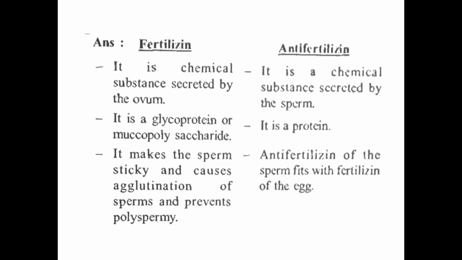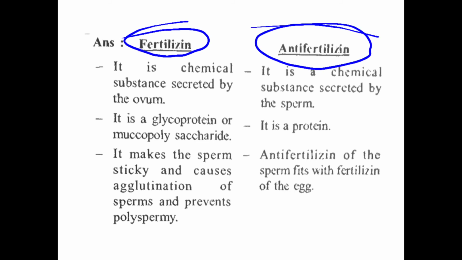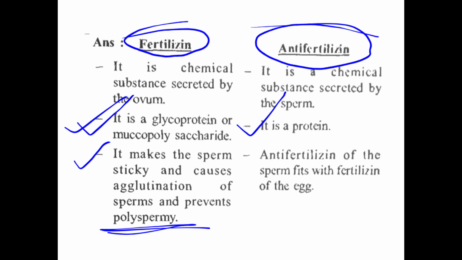Next, fertilizin and antifertilizin. Fertilizin is a chemical substance secreted by the ovum, and antifertilizin is a chemical substance secreted by the sperm. It is a glycoprotein or mucopolysaccharide, and it is a protein also. It makes the sperm sticky and causes agglutination of sperm and prevents polyspermy, whereas antifertilizin of the sperm binds with fertilizin of the egg.